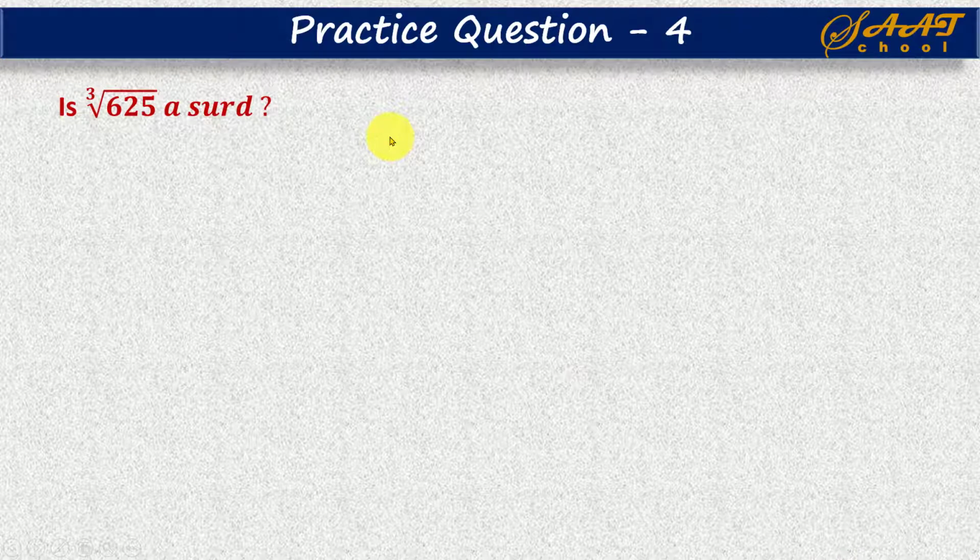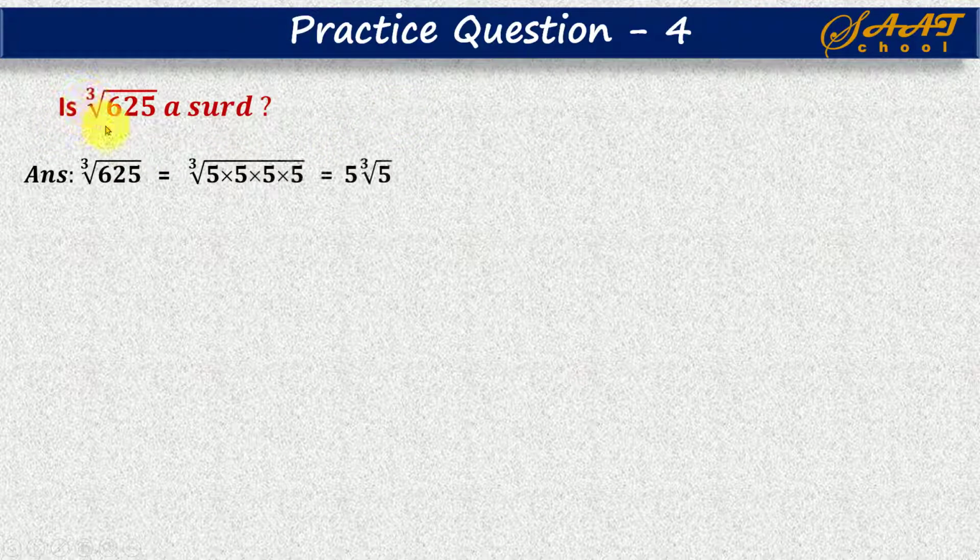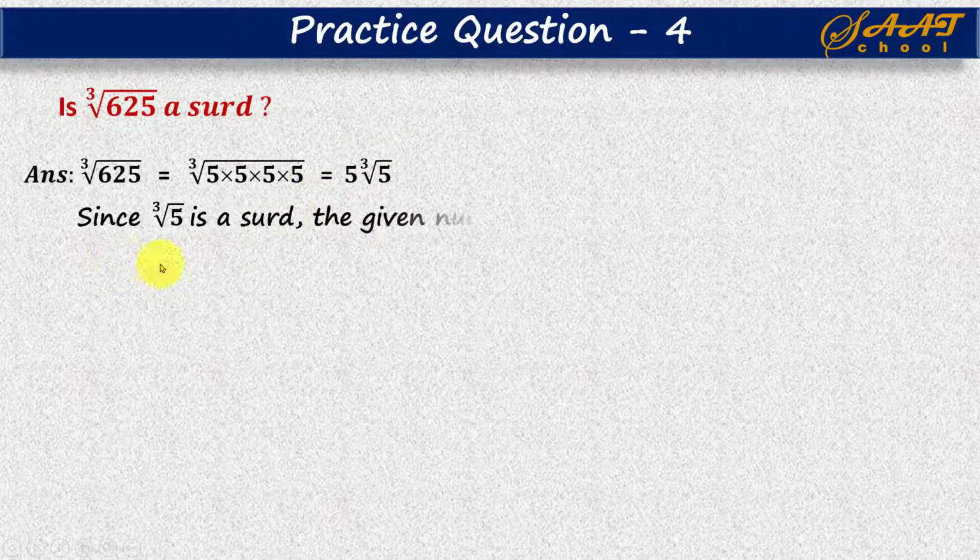Now here is practice question 4. Again, the question is to check whether the cube root of 625 is a surd or not. The process is again the same. You have to change this number into the simplest form, where this is equal to 5 cube root of 5. This 625 is a multiple of 5, 5, 5 and 5, and that is equal to 5 cube root of 5, and this cube root of 5 is a surd. That's why this given number is also a surd.